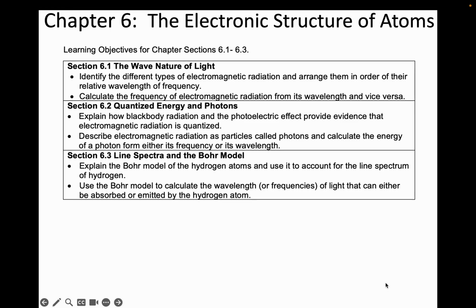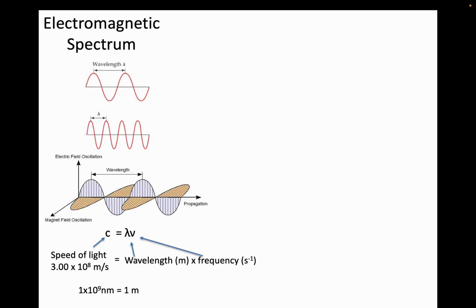In today's class, we move on to Chapter 6 and consider the electronic structure of atoms. That's thinking about where the electrons are found within the atom and the corresponding energy. We're going to be looking at ideas in section 6.1 through 6.3. 6.1 considers the wave nature of light.